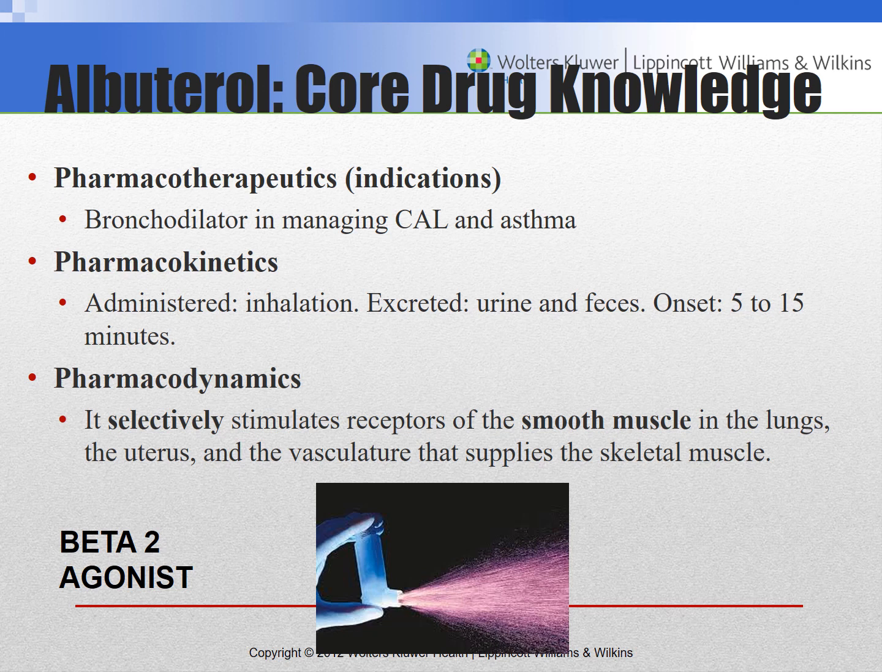Pharmacodynamics: it selectively stimulates the receptors of the smooth muscle in the lungs, the uterus, and the vasculature that supplies the skeletal muscle. As a result of that, you get relaxation of that bronchial smooth muscle. Now keep in mind, the beta 2 receptors are located on the smooth muscle of the lungs, the uterus, and the vasculature. So that's where this is selectively stimulating, because it's a beta 2 agonist. You still can have some beta 1 stimulation, but for the most part, it is selective to beta 2, as long as it's at a therapeutic level.